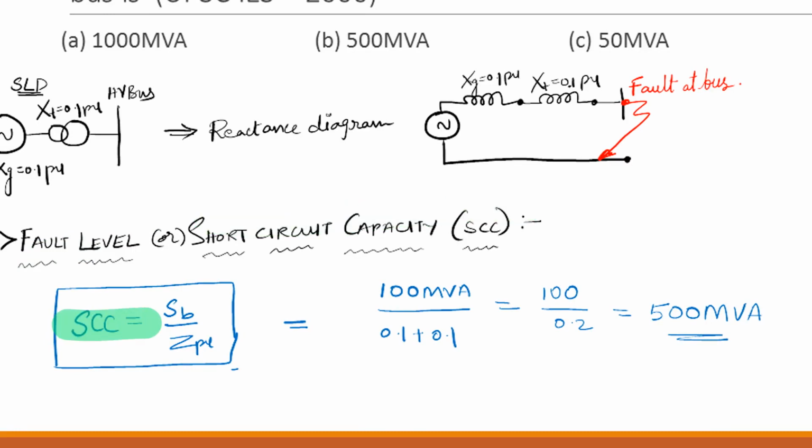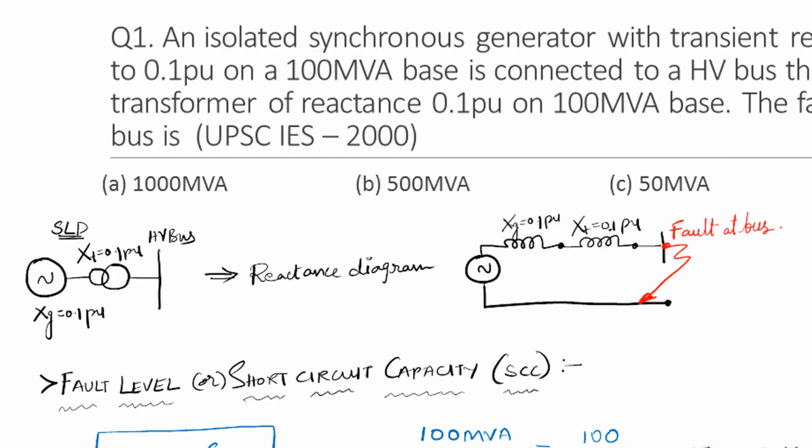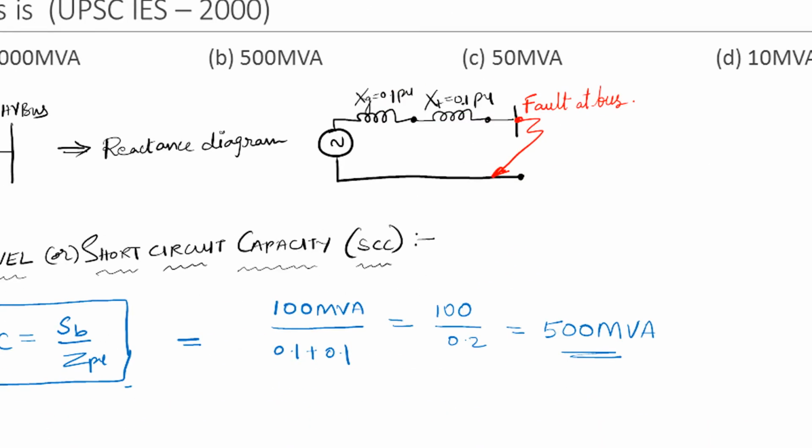We know the short circuit capacity is equal to base MVA divided by the per unit reactance or impedance up to the point of fault. Up to the point of fault, what is the reactance available? These both reactances, right? 0.1 plus 0.1. So 100 MVA is the base, already given, so 100 MVA base by 0.1 plus 0.1. This is going to be 500 MVA. Option B is the right answer.